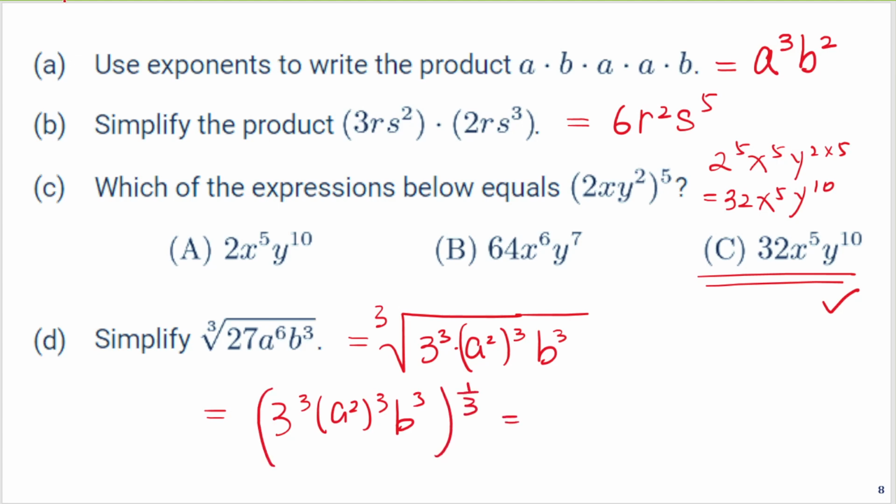And that gives you 3 to the power of 3, then times 1/3 gives you 3, times a squared to the power of 3, then to the power of 1/3, that's actually a squared. Then b to the power of 3 times 1/3, which is b, right? So that can be simplified to 3a squared times b. Do you get it? Any questions? Do you have any questions?